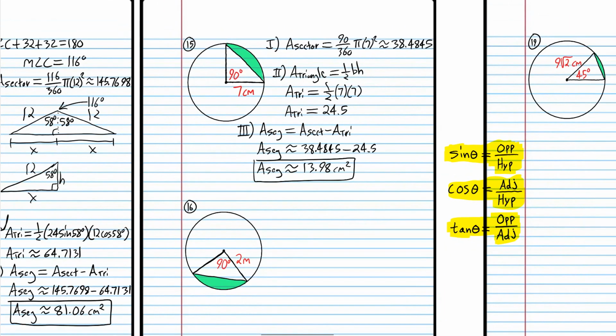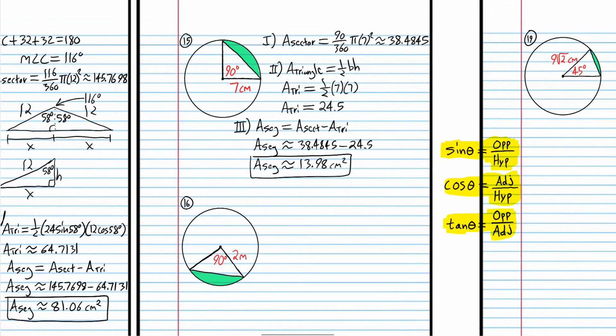So I want you to try number 16. Number 16 is going to be pretty much the same type of problem, but the triangle is kind of orientated in a way that's hard to see, so just be aware of that. But the base is going to be 2 meters, and the height is going to be 2 meters, depending on how you set the triangle. So go ahead and try number 16, and when you come back, we'll do it together.